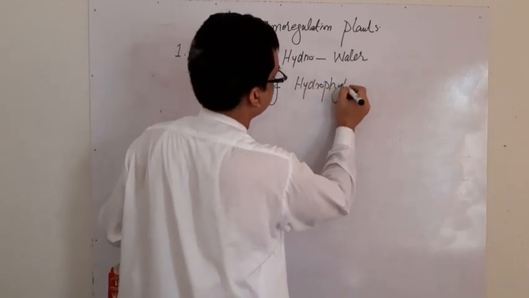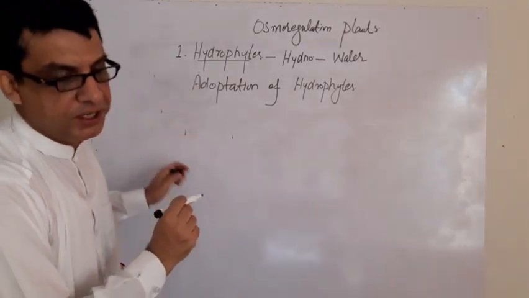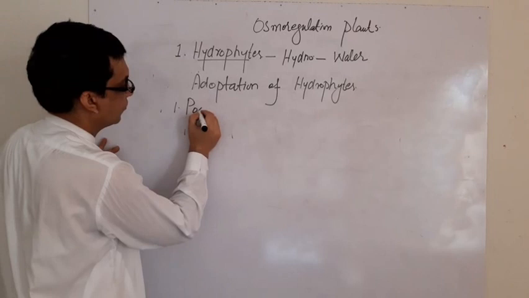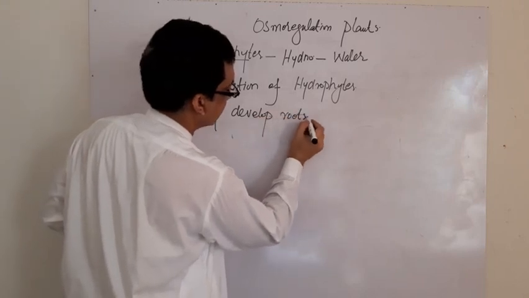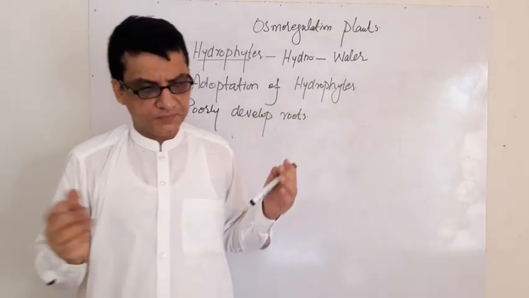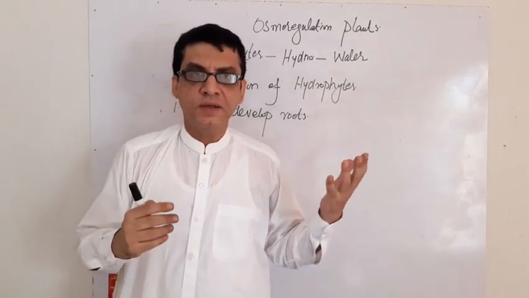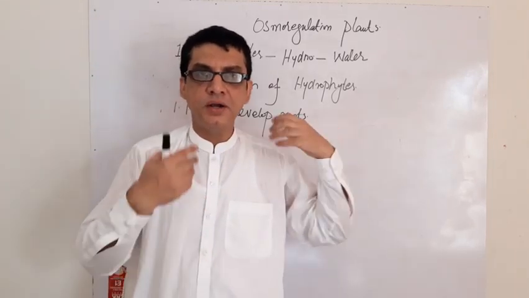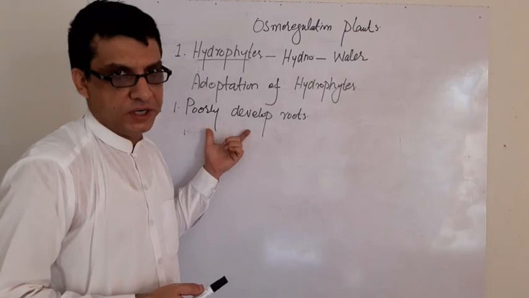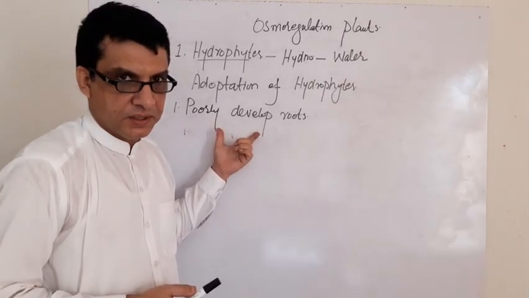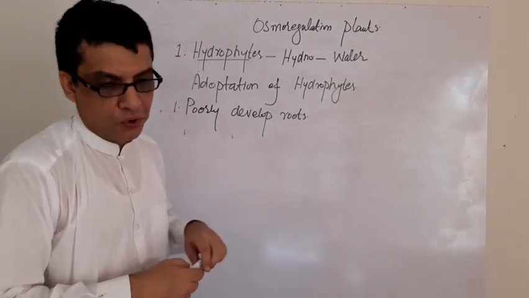Hydrophytes, for osmoregulation. The first adaptation is poorly developed roots. Their roots are poorly developed. The entire plant absorbs water, so there is no need for roots. If roots were there, they would absorb more water, and already they are entirely or partly submerged in water. So the roots of these plants are poorly developed to prevent excess absorption of water.